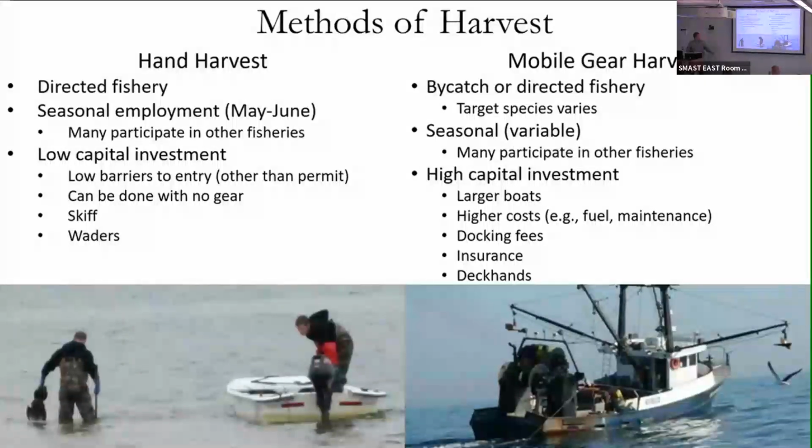For the bait fishery, they have a target species. They may be going for fluke or something else, and they catch the horseshoe crabs as a bycatch. But they depend on a wide variety of things that they're catching: whelk, sea bass, fluke. It's all kind of a piece that keeps them whole. Most of those guys participate in other fisheries, could be squid, fluke, scallops, anything else. There's high capital investment. They have larger boats, high docking fees, fuel, maintenance, there's insurance, and most of them have deckhands as well that they have to pay for. So it's a lot more costly.